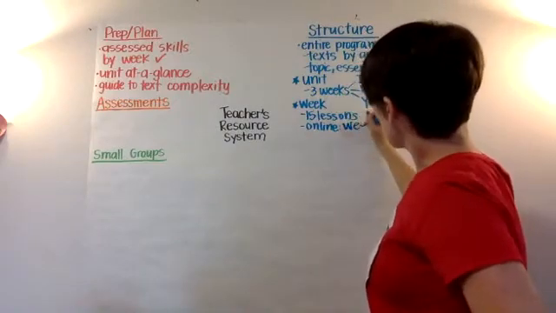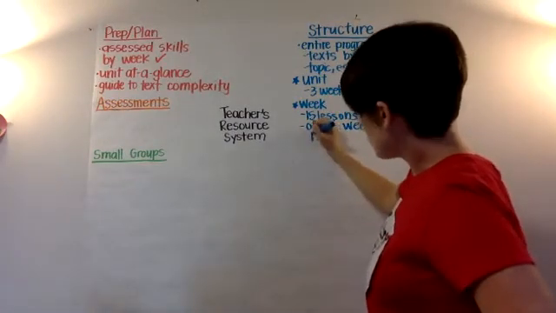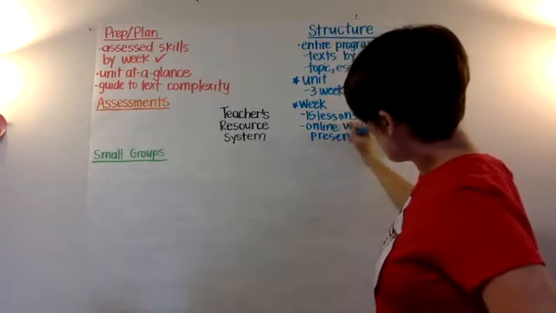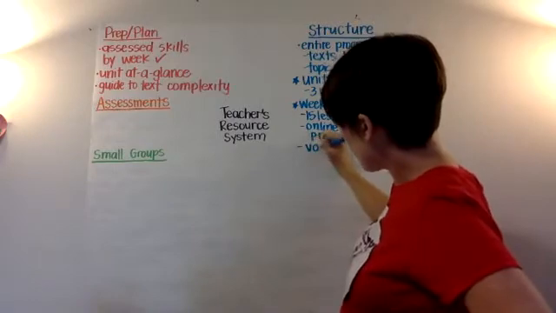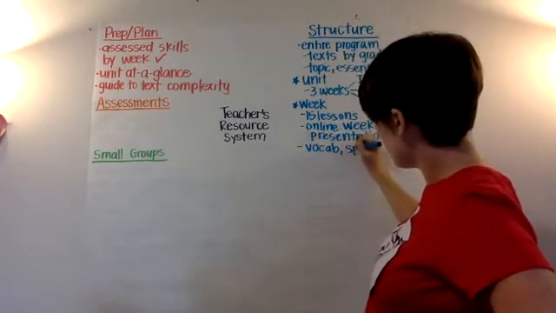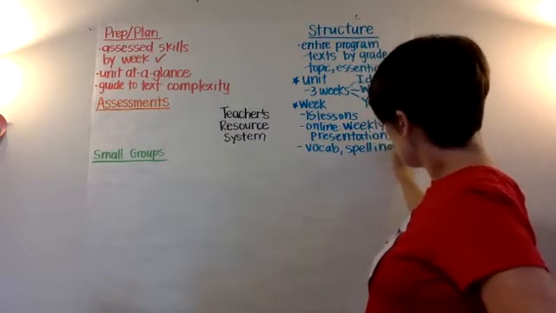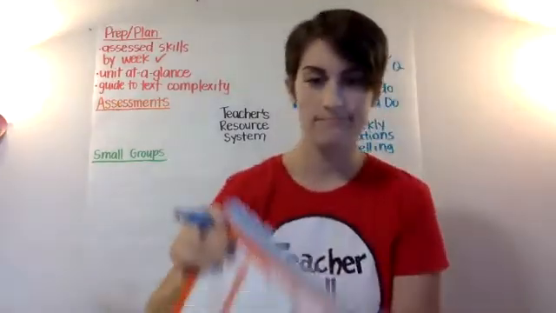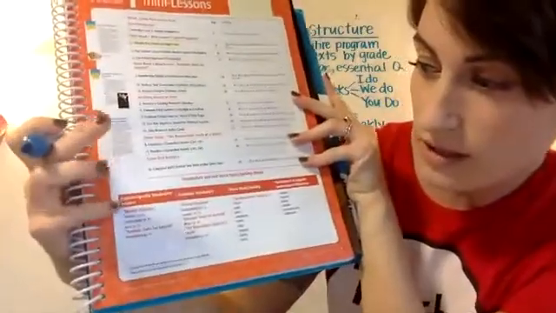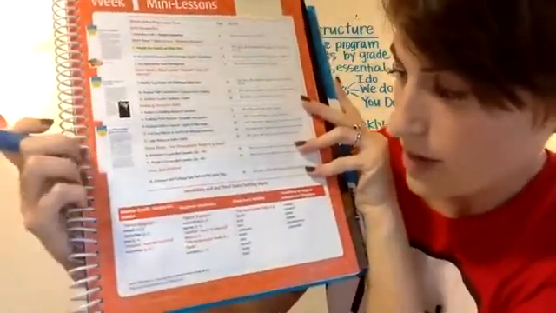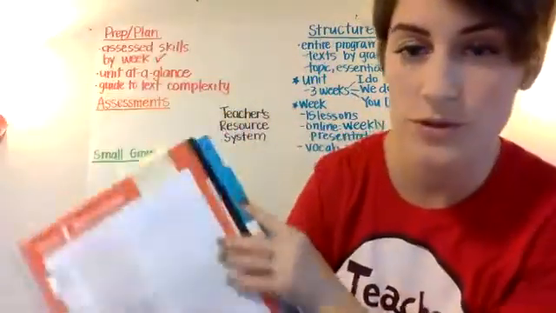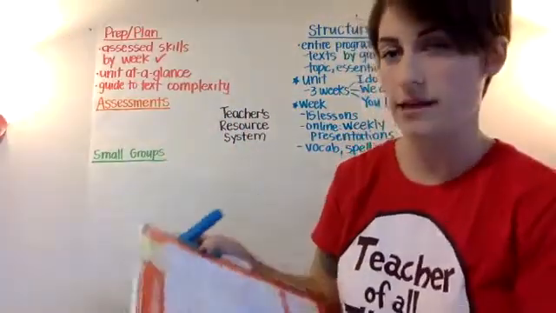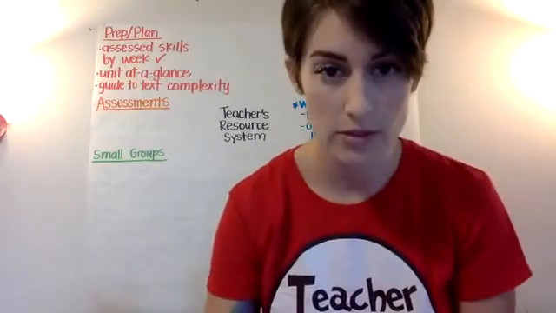I'm just going to write that, weekly presentations. In your TRS, you can also find the vocab and the spelling for the week on this page at the bottom. It breaks it down by domain-specific words, academic vocabulary, the word study or the spelling words, and then the vocabulary to support your objectives. So words like, I don't know, identify, research, things like that.